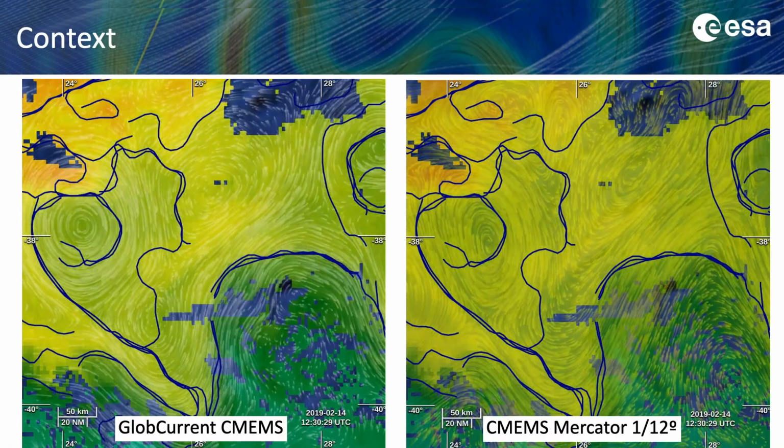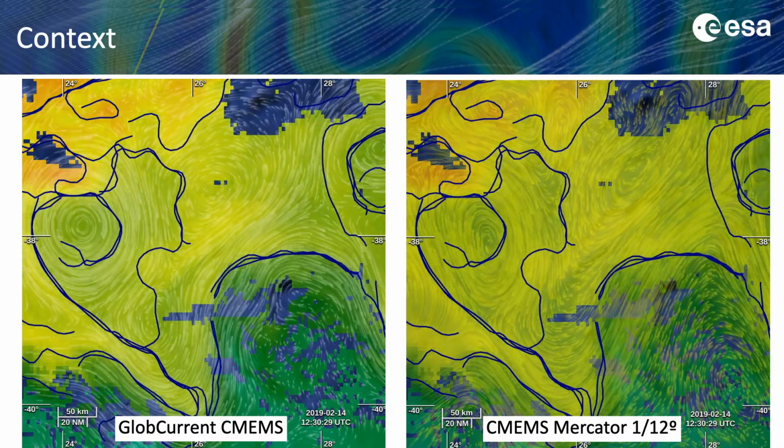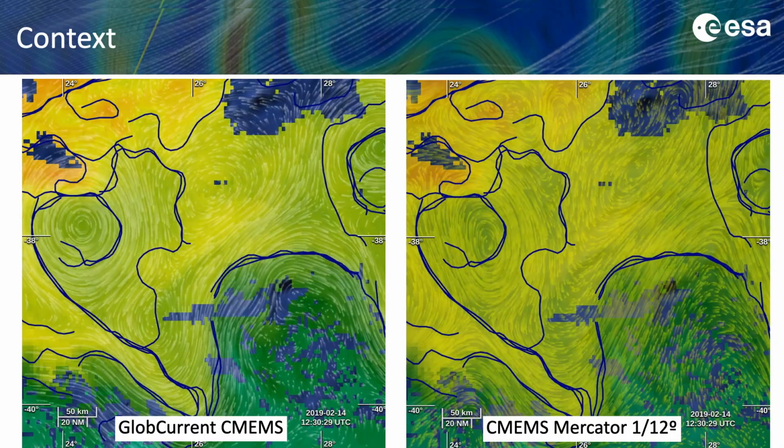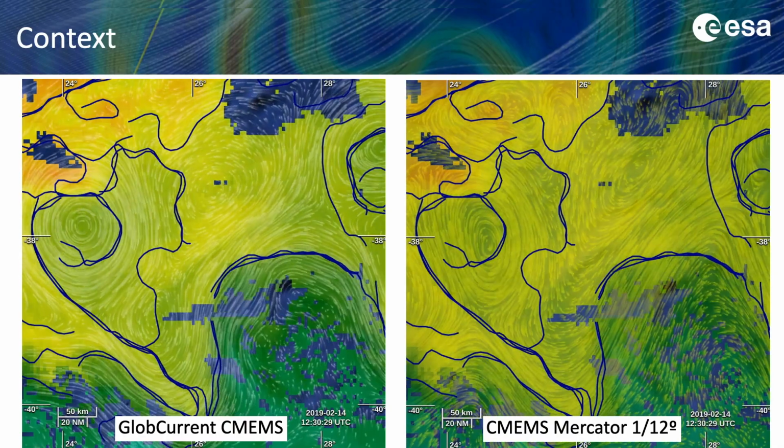Whereas on the right image, streamlines from the CMEMS Mercator model at 1/12 degree are shown, and one can clearly see a displaced eddy and some current crossing the front.